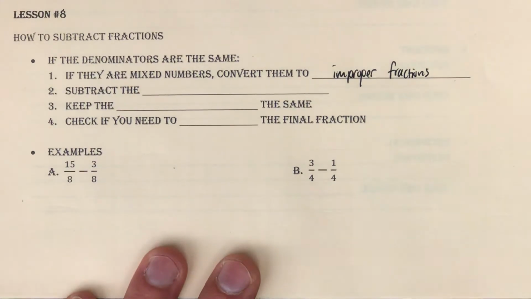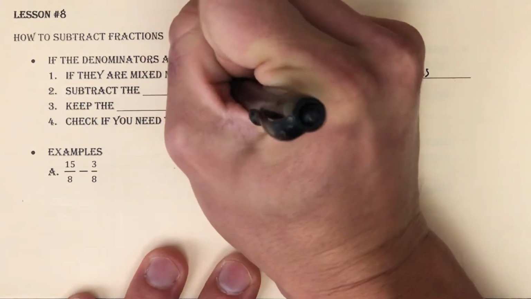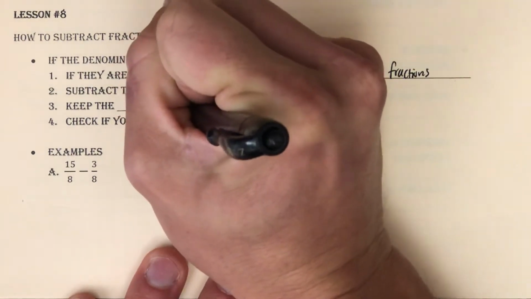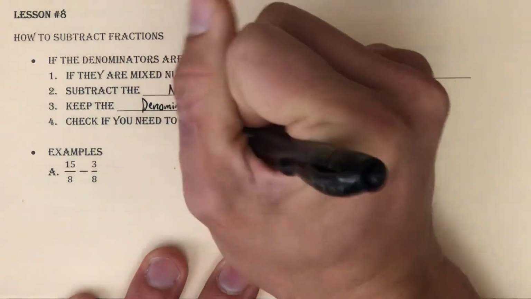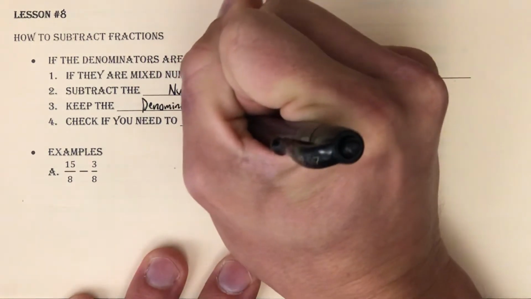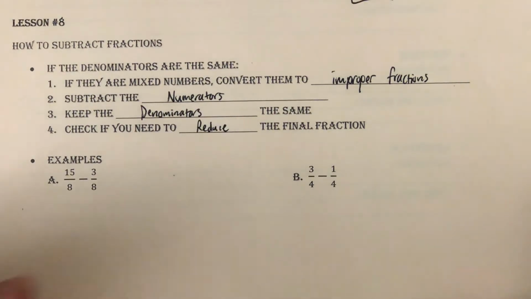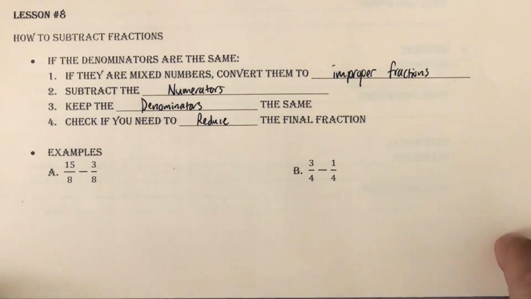But if they've got the same denominators, we're going to subtract the numerators. Then we're going to keep the denominators the same. And then we're going to check if we need to reduce the final fraction that we ended up with. That process is relatively the same as adding. Again, we're just subtracting the numbers instead of adding them on the numerator.